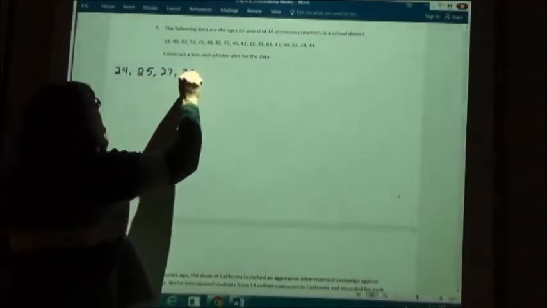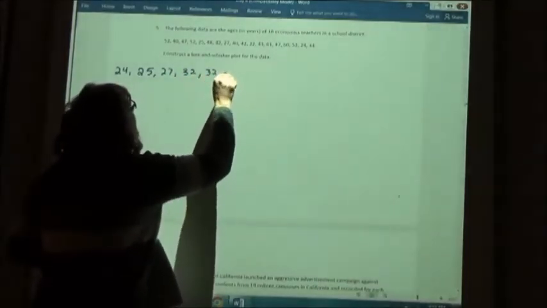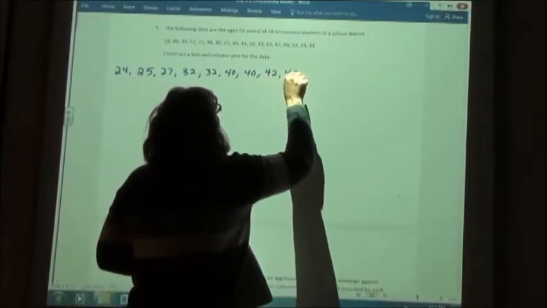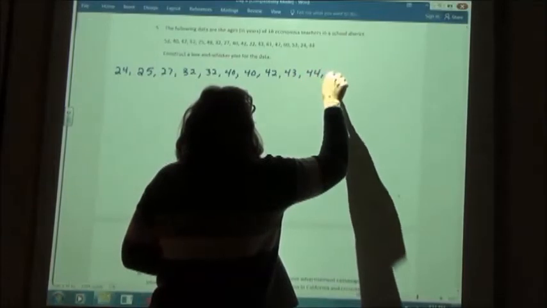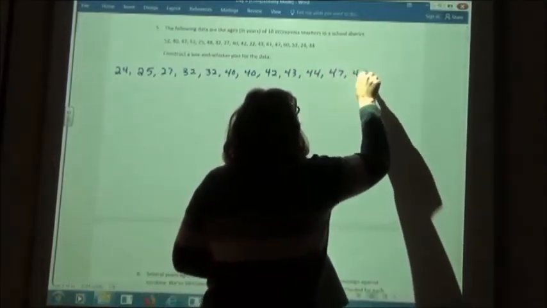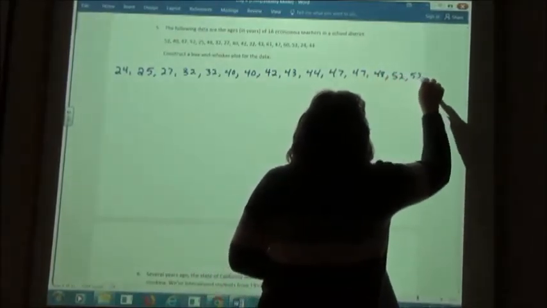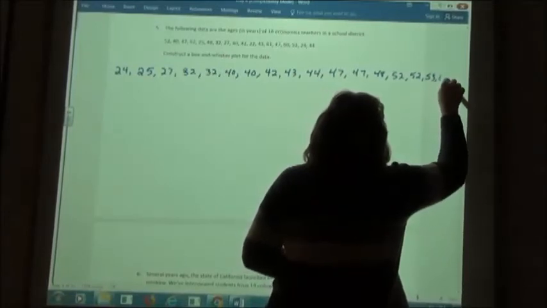Who's going to read and the other one's going to verify? 25. 27. 32. 40. 42. 43. 44. 47. 48. 52. 53. 60. 61. I got them all smushed in there.